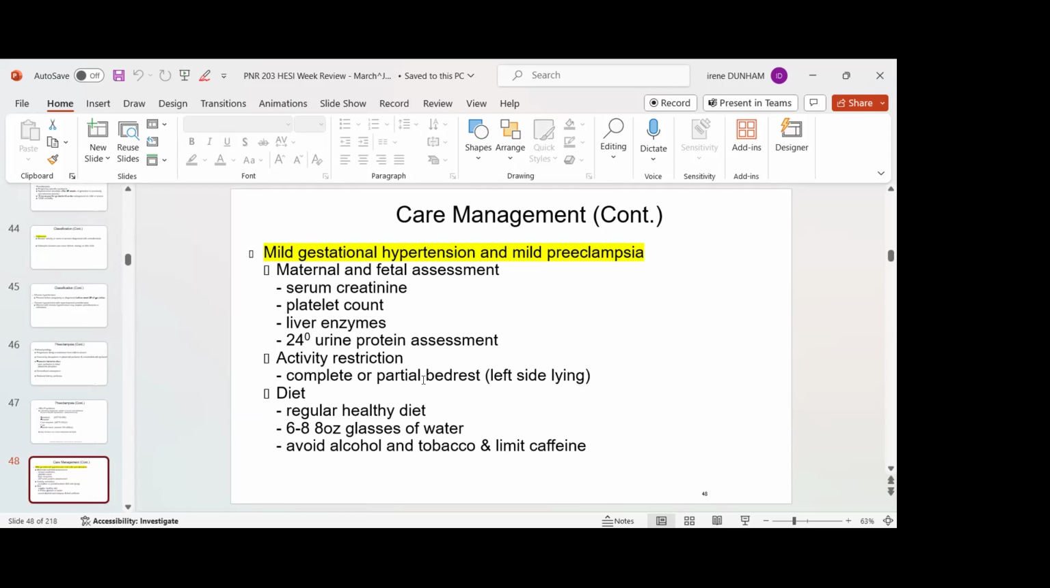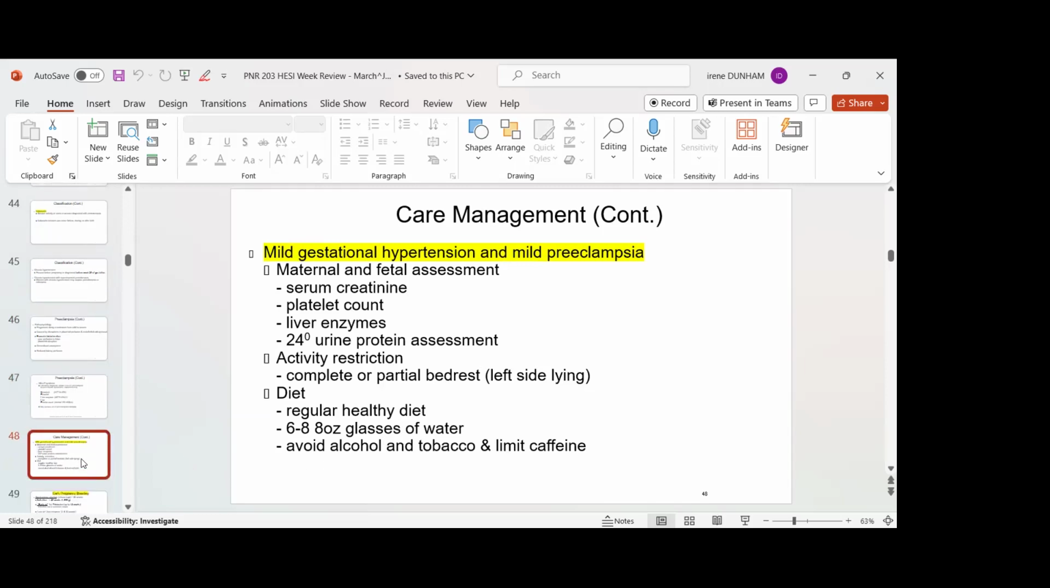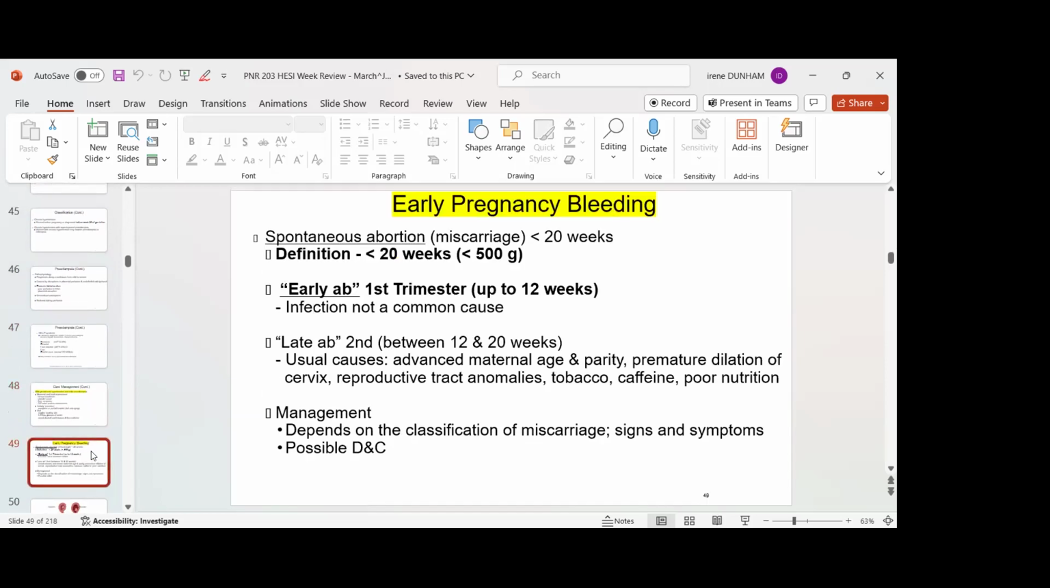Okay, I'm going to keep her on activity restriction. So we're going to put her maybe on partial bed rest, have her lay on the left side. Healthy diet. This is where we make sure what she's eating, make sure she's drinking lots of water, and of course, avoid alcohol and tobacco and limit caffeine. Never good for blood pressure.